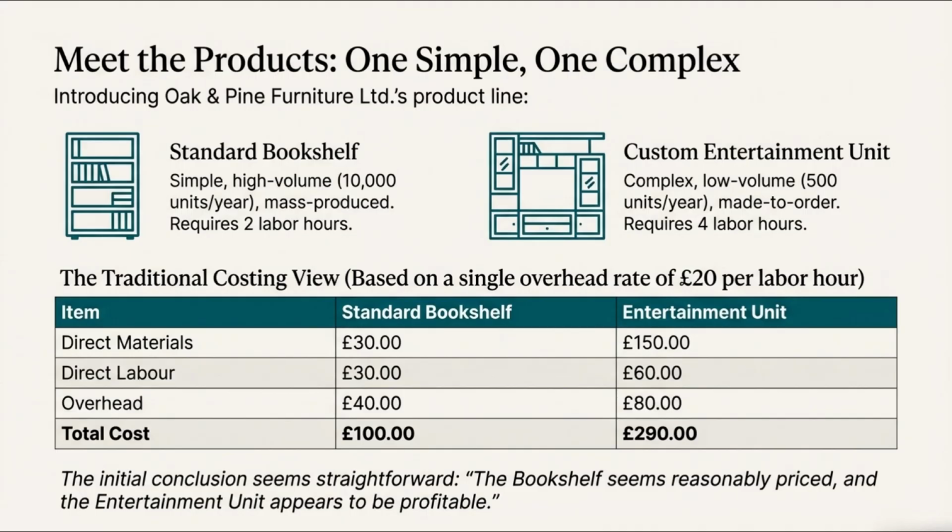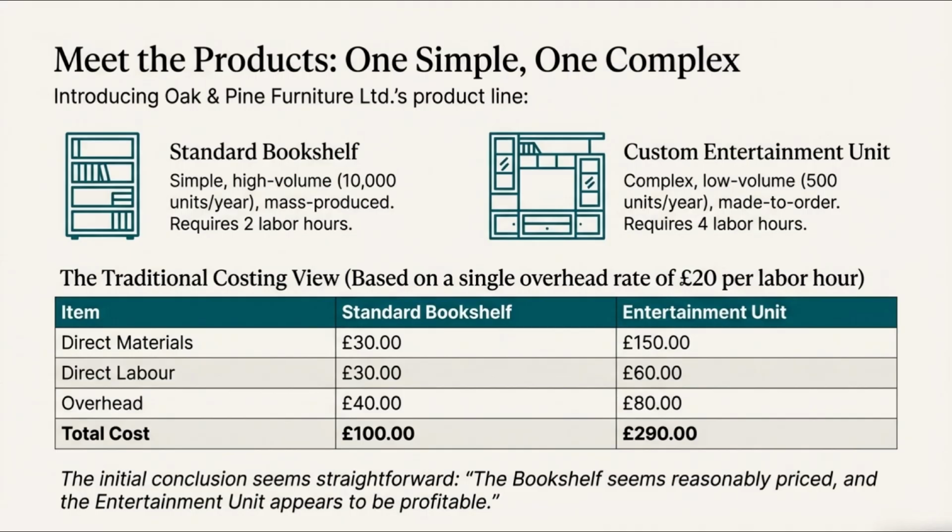Now, under traditional costing with an overhead rate of £20 per labor hour, let's see what each product costs. For the standard bookshelf, £30 of direct materials, plus £30 of direct labor, plus £40 of overhead. That's 2 hours times £20, giving us a total cost of £100. For the entertainment unit, £150 of materials, plus £60 of labor, plus £80 of overhead. That's 4 hours times £20, totaling £290.